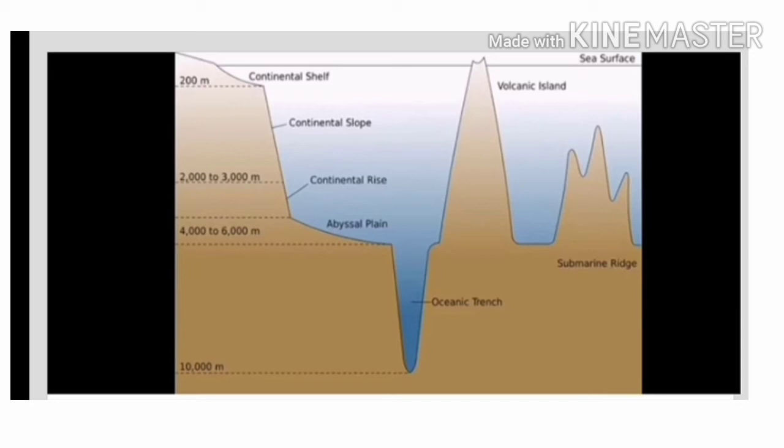It is narrow along the coast of some continents, while it is broad for hundreds of kilometers at others. Its depth is up to 200 meters below the sea level. What is the depth of the continental shelf? So, 200 meters below the sea level.